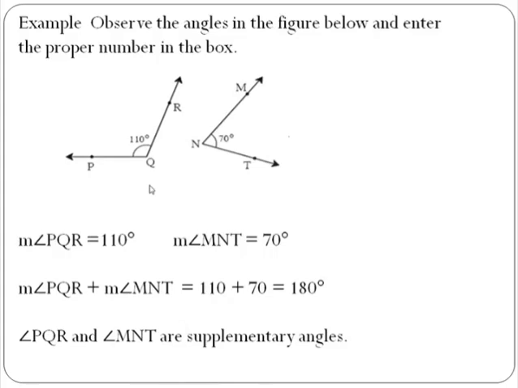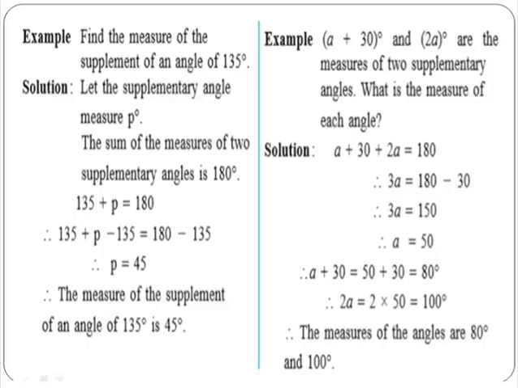Children, in this example, again these two angles are not adjacent. In the previous examples, the given two angles are adjacent. So, for any two angles to be supplementary, it is not necessary that they should be adjacent. Now, next example. Find the measure of the supplement of an angle of 135 degrees.